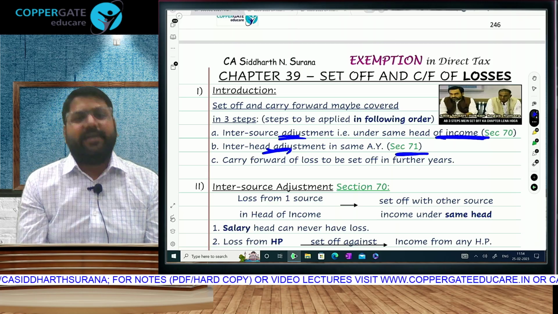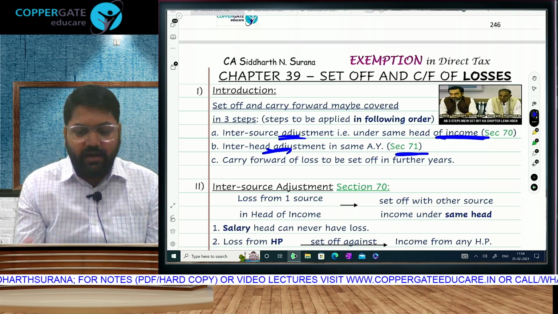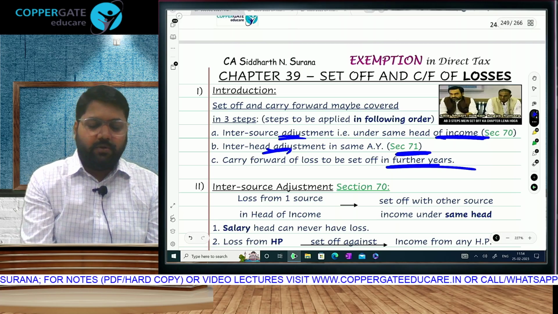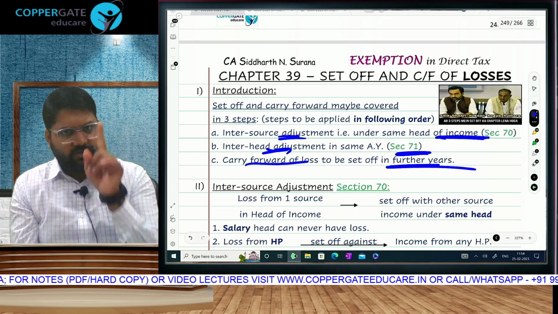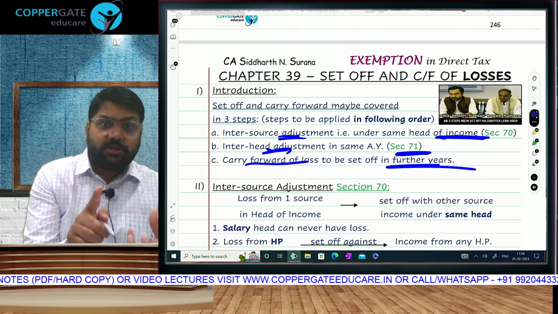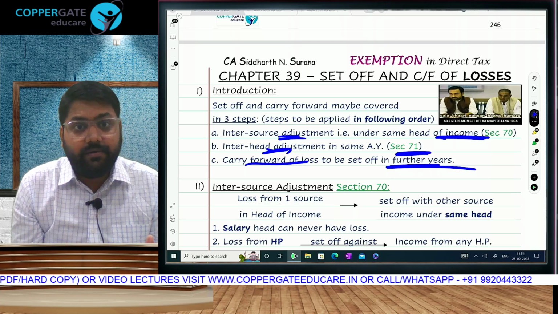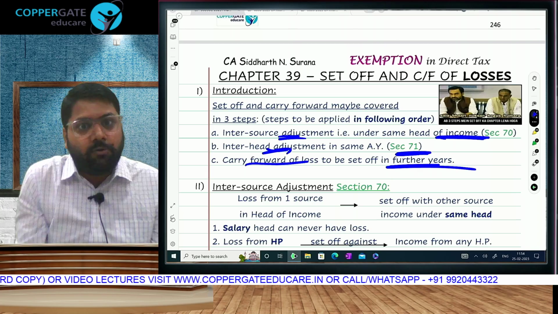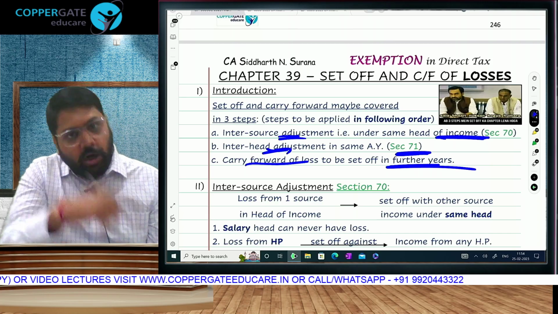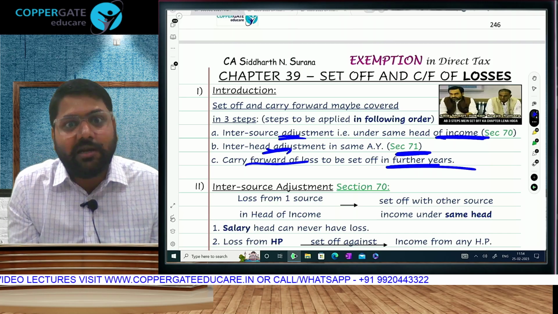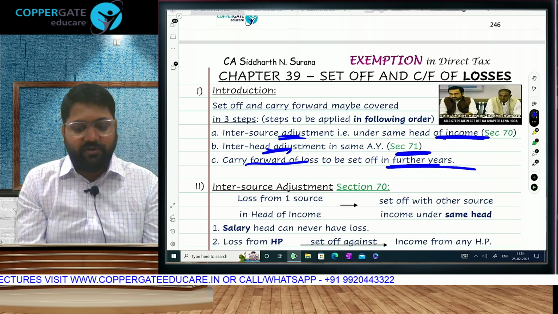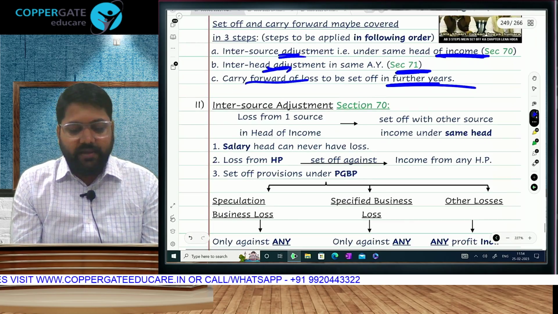Only if inter-source is not possible, it has to be compulsory done in order. You cannot go to inter-head if you have inter-source, and if you don't have inter-head also, then you can carry forward for future adjustment. So first, pick up a loss, search for profit within the same head. If not available, then only other heads. And if not available, then only carry forward. Set off is not allowed, it is compulsory.